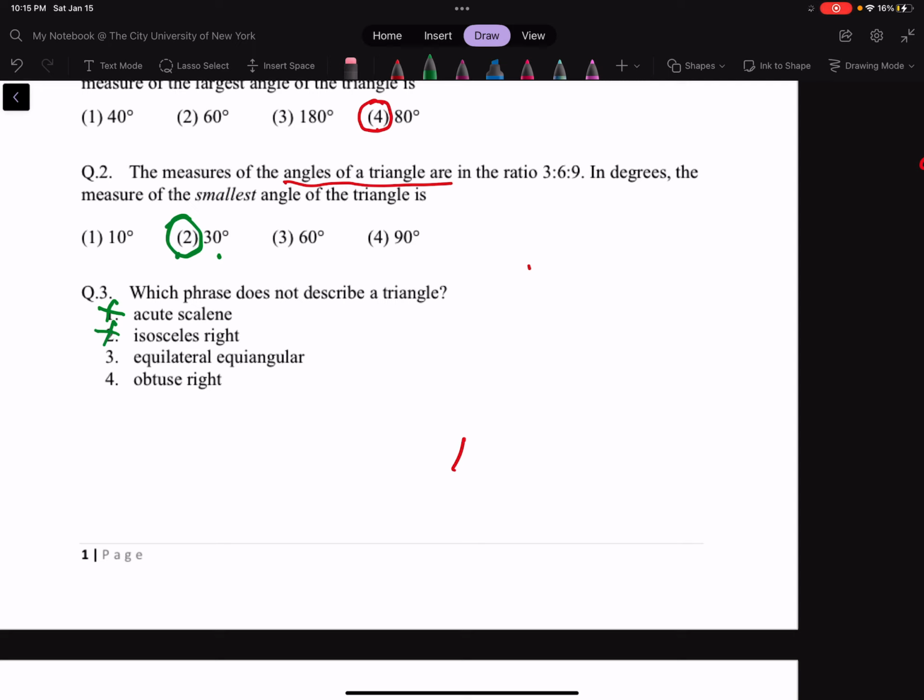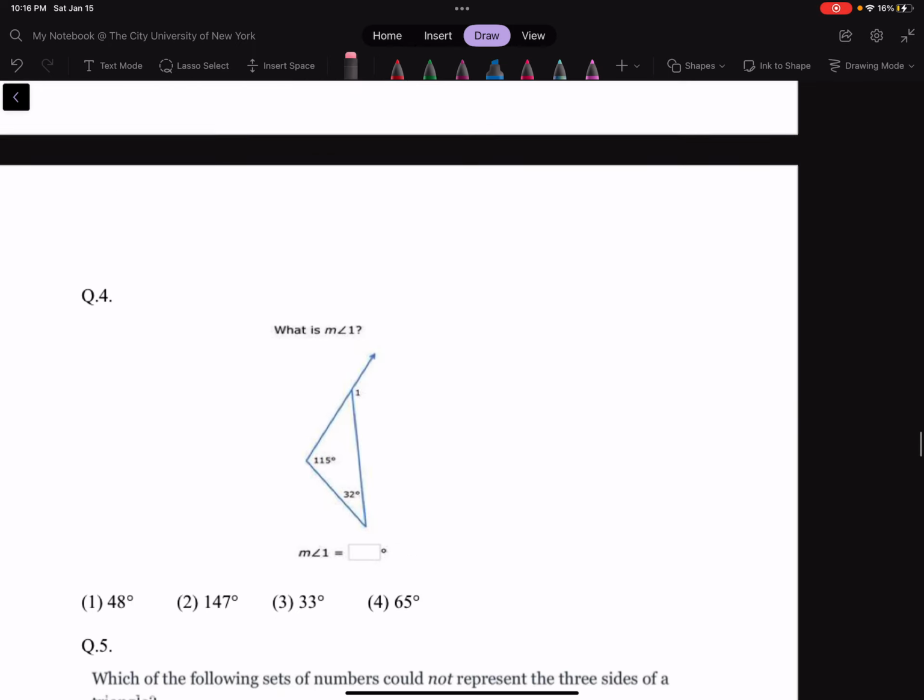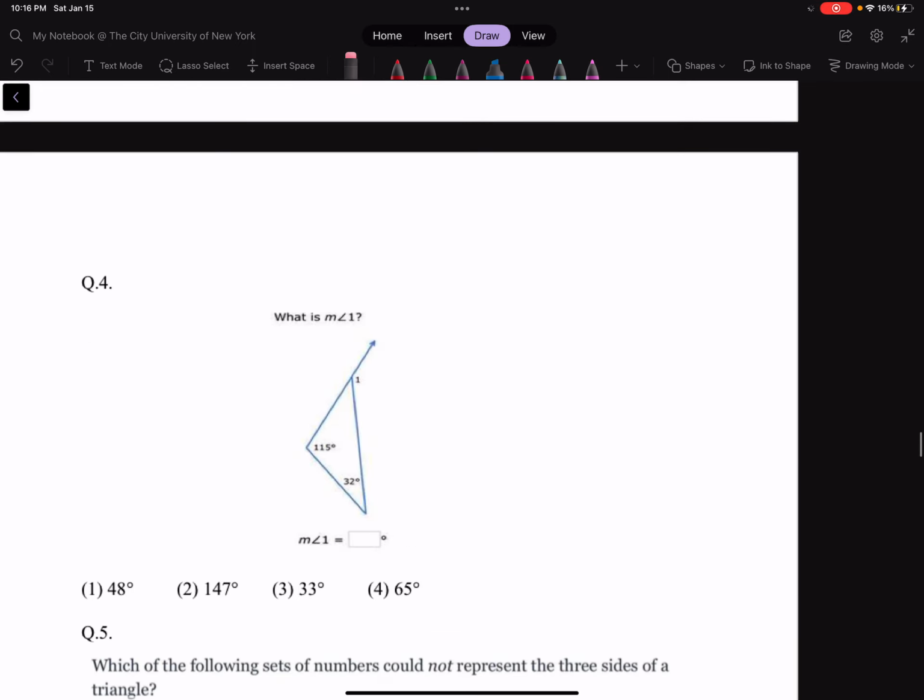Equilateral, equiangular: all the sides are congruent, so it's equilateral, and all the angles are congruent, so that's equiangular. So that's also described. So it must be this one, the obtuse right. It's not possible in a triangle to have an obtuse angle and also a right angle. So that should be the answer for this. Option 4 is the answer for number 3. And once you go to number 4, it's a piece of cake for you.